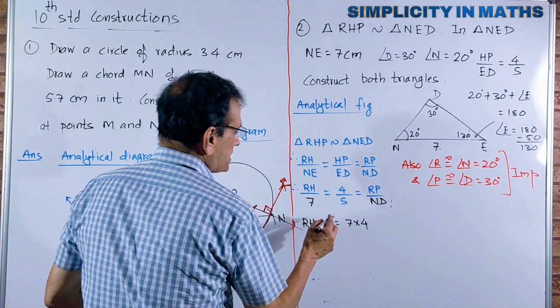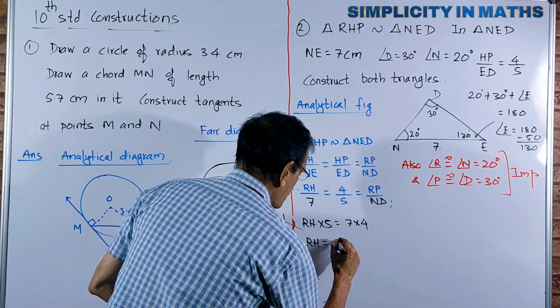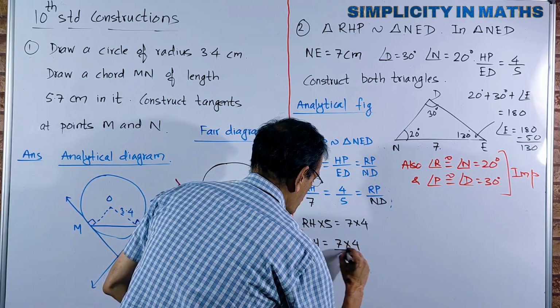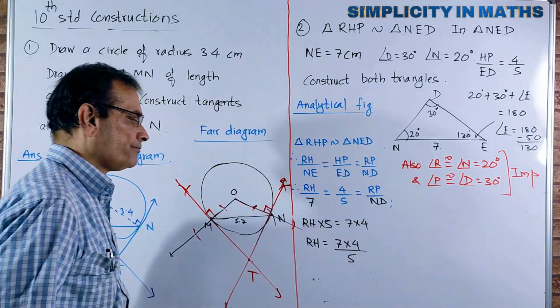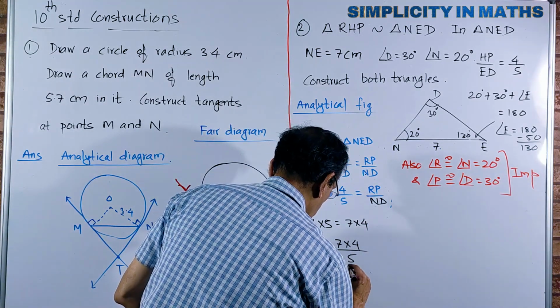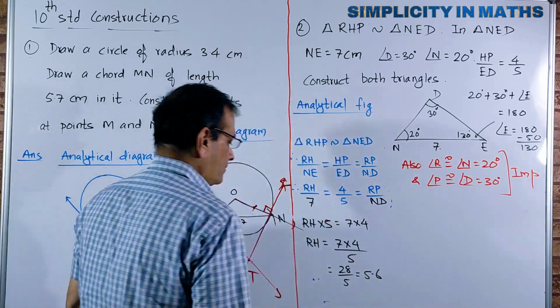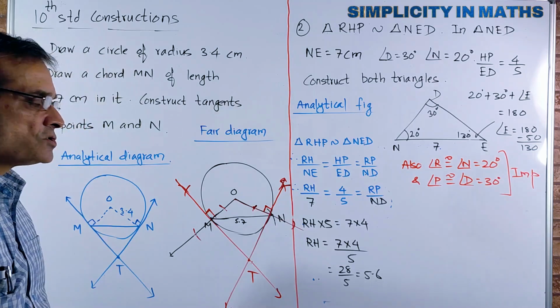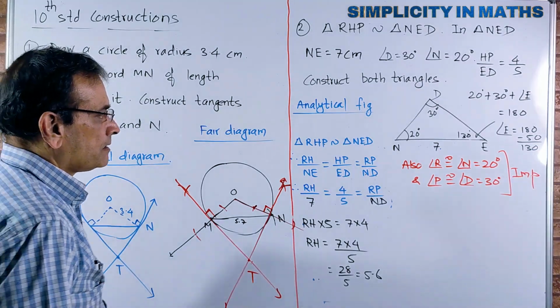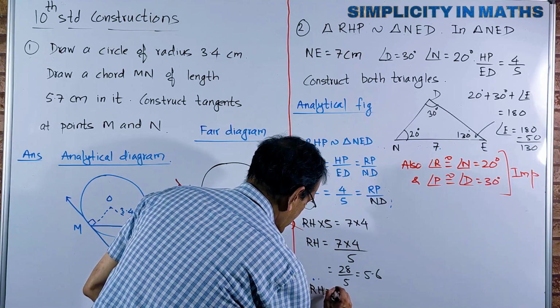RH into 5 is equal to 7 into 4. That is 28 upon 5. That gives you 5.6. So RH is known as 5.6.